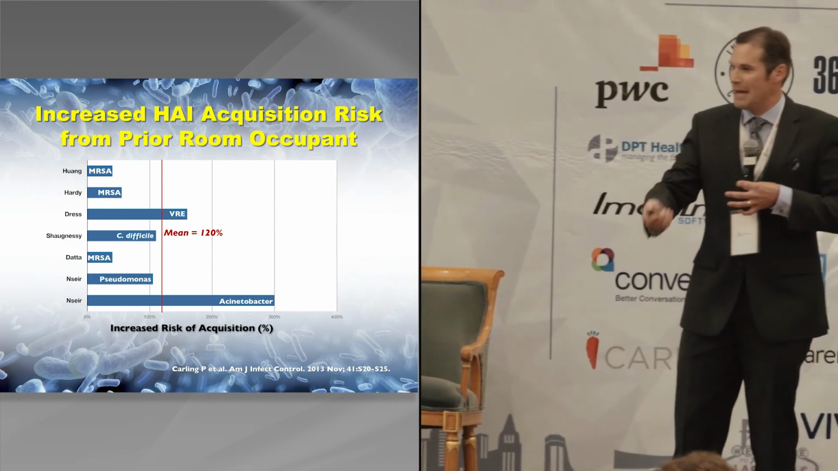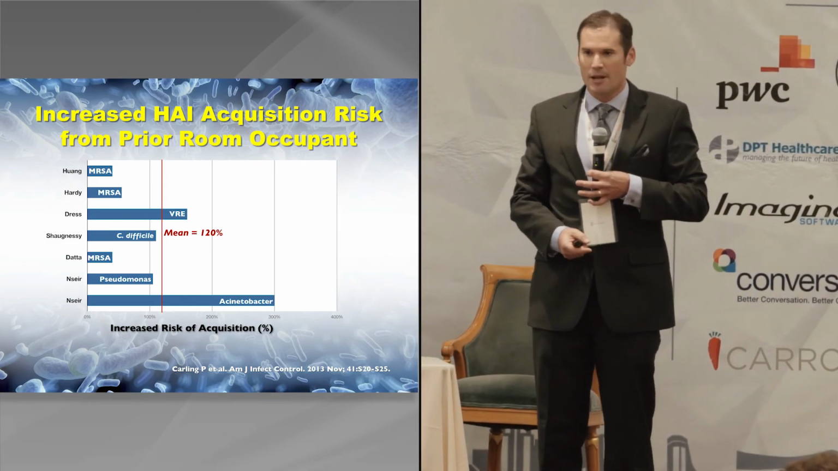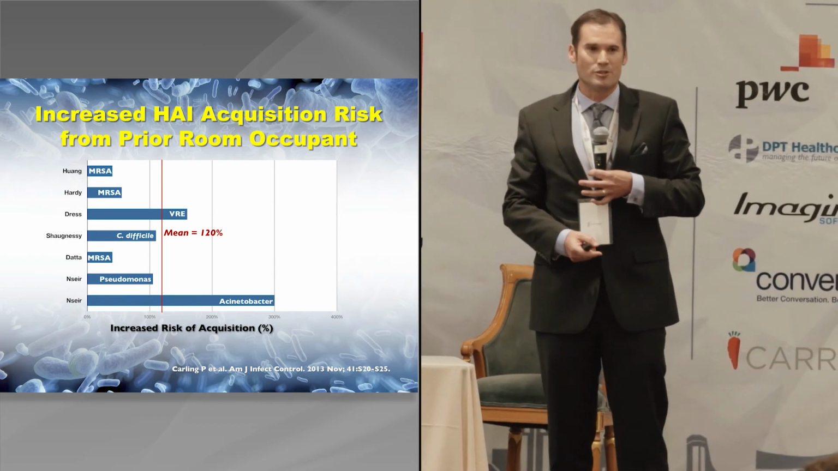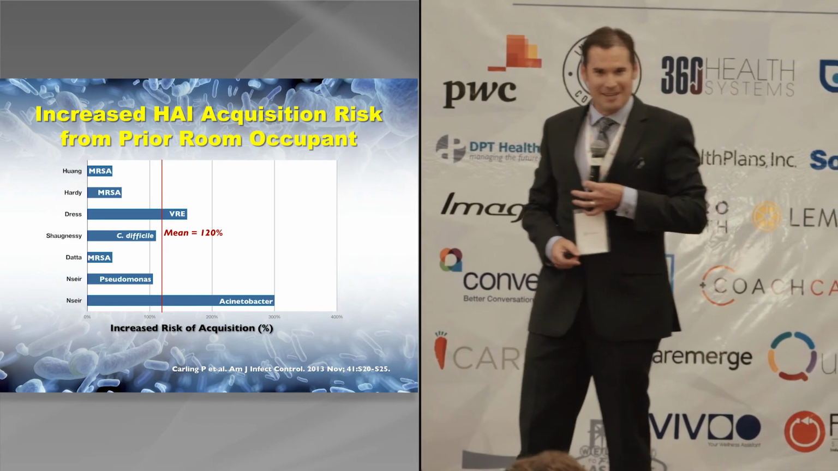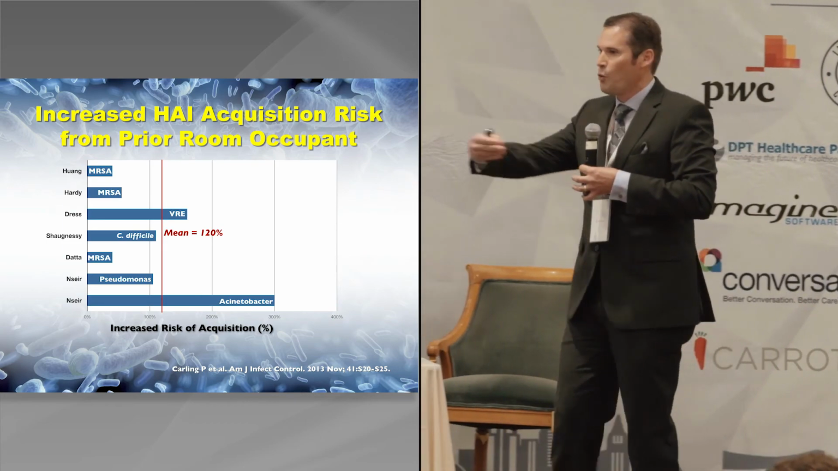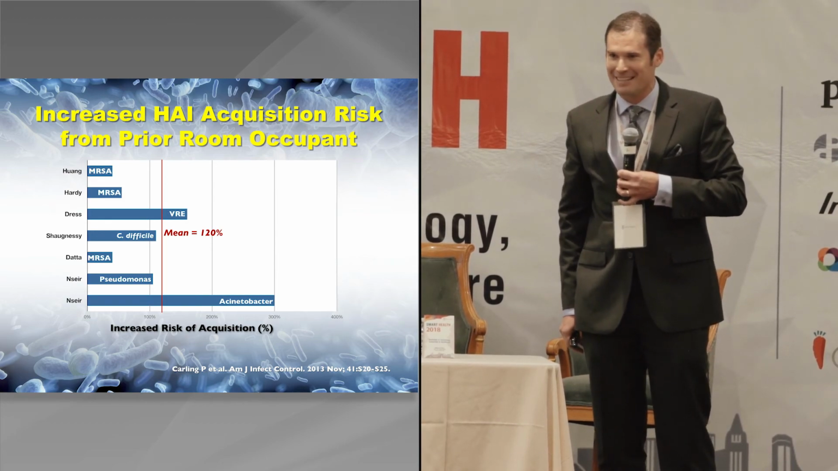Pseudomonas, an opportunistic pathogen that we find, is close to 100%, and then Acinetobacter is another common one. We see up to 300% increased risk. Kind of scary to think about, that you would think that before you entered that room, somebody must have cleaned and disinfected it to kill this.